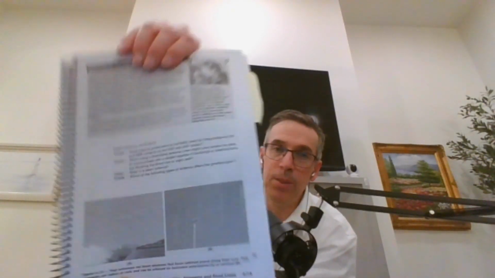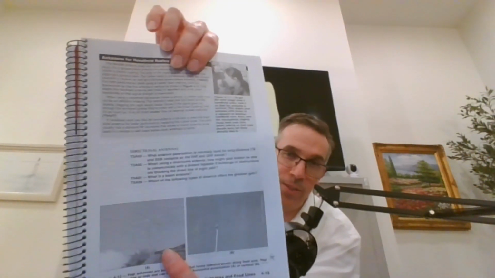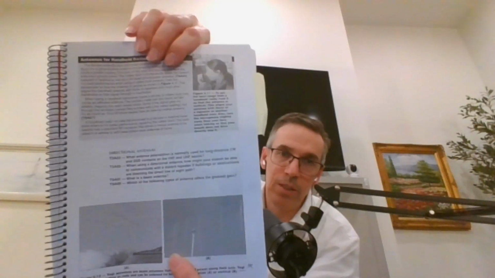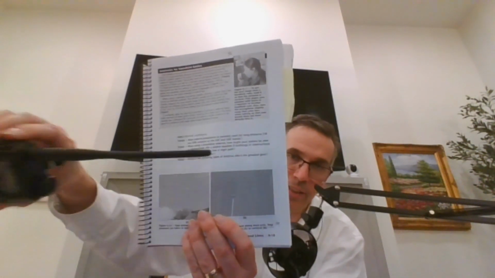All right, the next question, T3A05. When using a directional antenna, how might your station be able to communicate with a distant repeater if buildings or obstructions are blocking the direct line of path? There are examples of what are called Yagi antennas on the bottom of 415. There's an A and a B. A is horizontally polarized, going horizontal across the horizon, and figure B is vertical. So it's a bunch of those Yagis going vertical like this or horizontal like that.